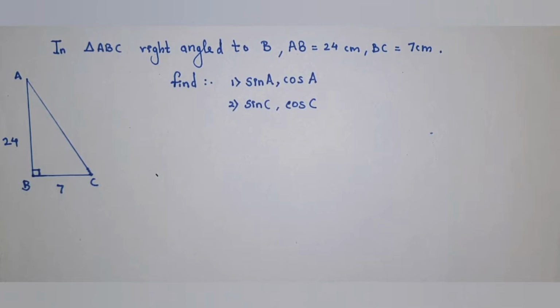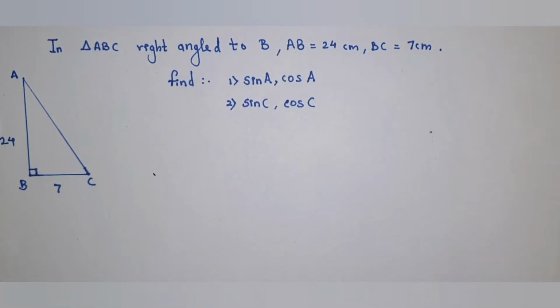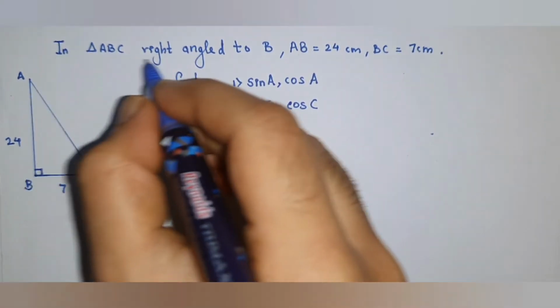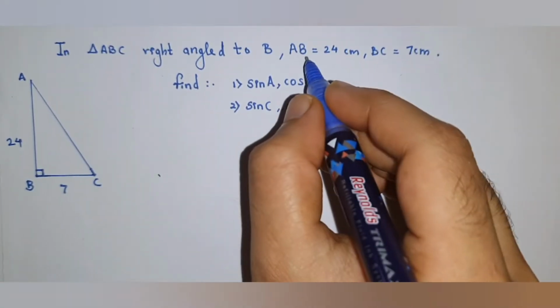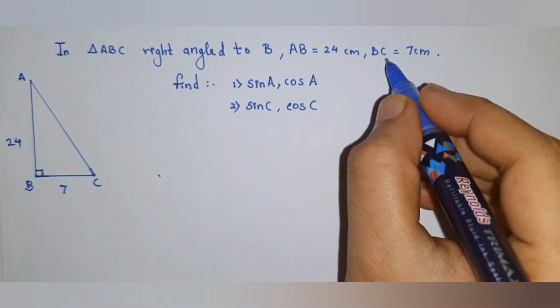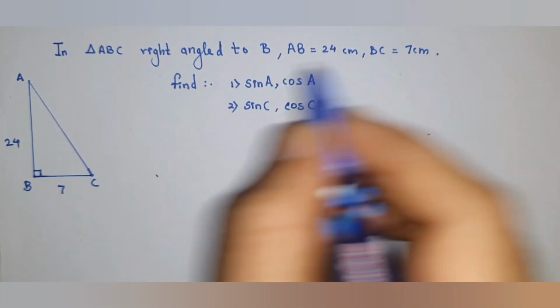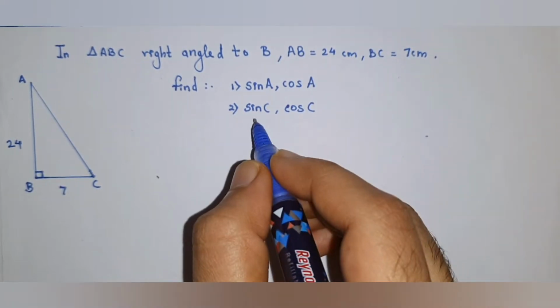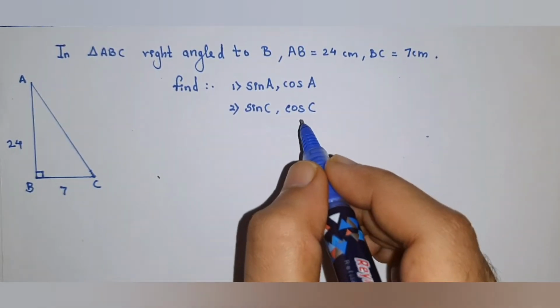In this lecture number 3 of trigonometric sums, we are going to start with one sum. In triangle ABC, right angle at B, AB is equal to 24 centimeter, BC is equal to 7 centimeter. We have to find sin A, cos A and sin C, cos C.